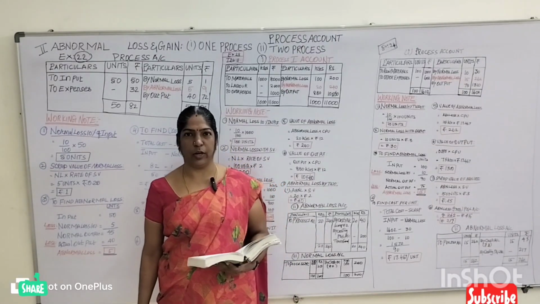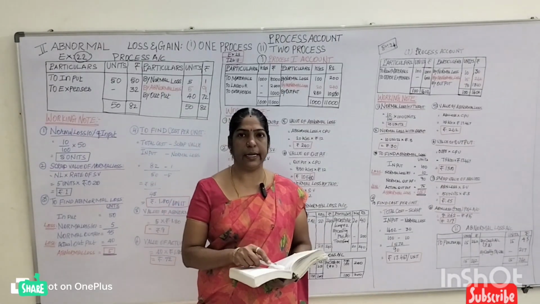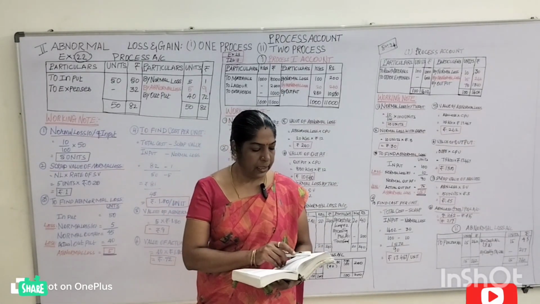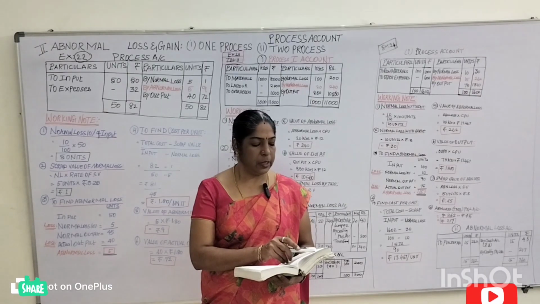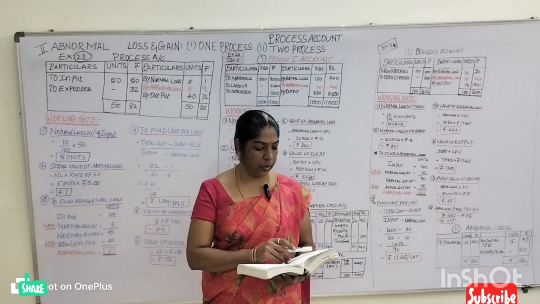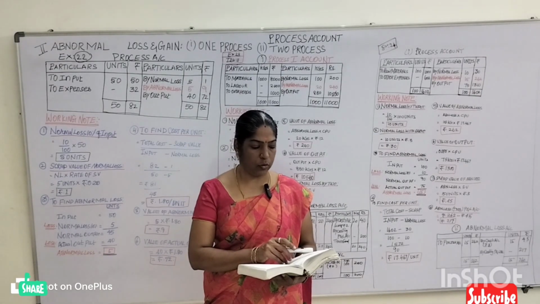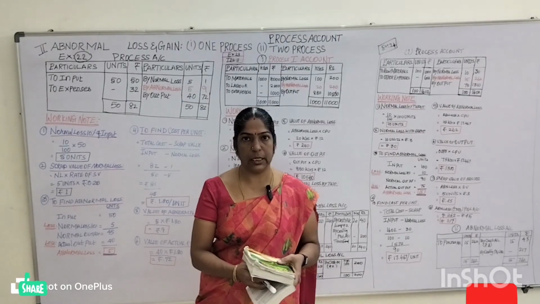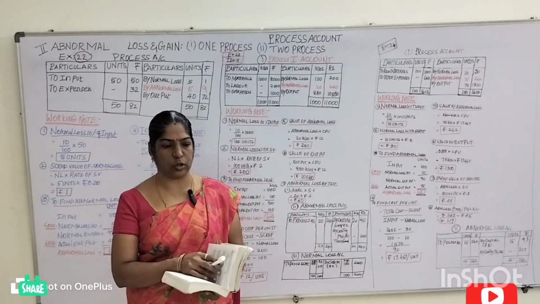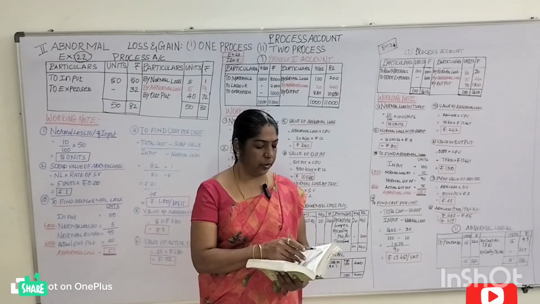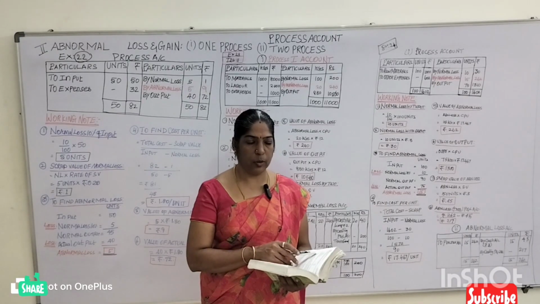Hi students, good morning. Today we are going to discuss in detail about process costing, second method, that means abnormal loss and gain. Exercise sum number 22. The author names are T.S. Reddy and Y. Prasad Reddy, page number 10.100. Let's see question number 22.